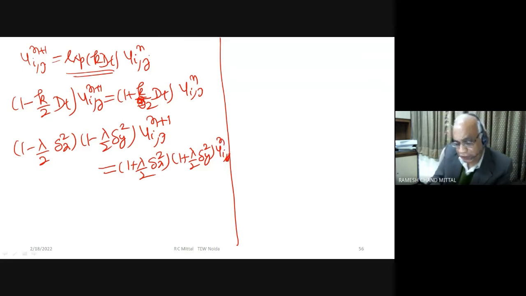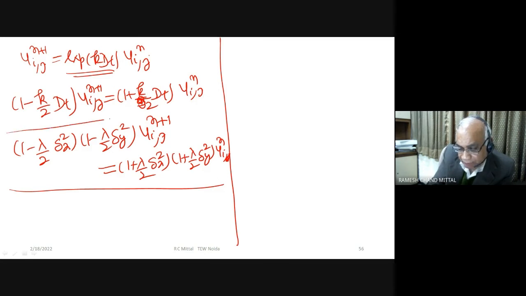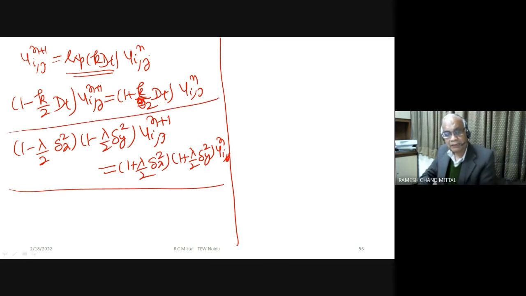So this is my scheme which I derived with the help of my Crank-Nicolson type of approximation in 2D. This is equivalent to the Crank-Nicolson scheme in 2D. Now, as I said to you, friends, try to understand me.